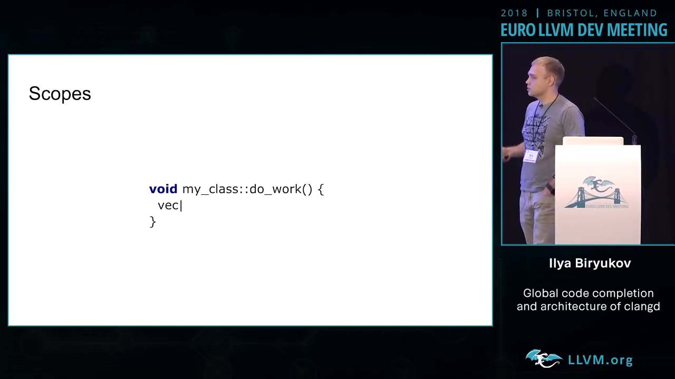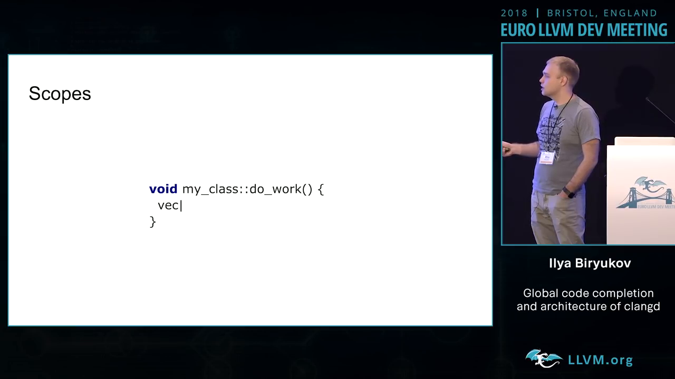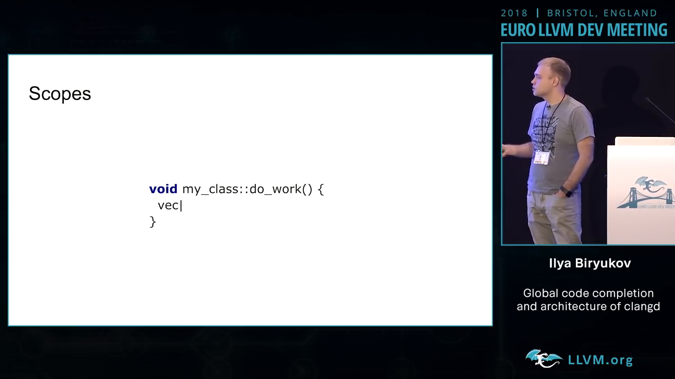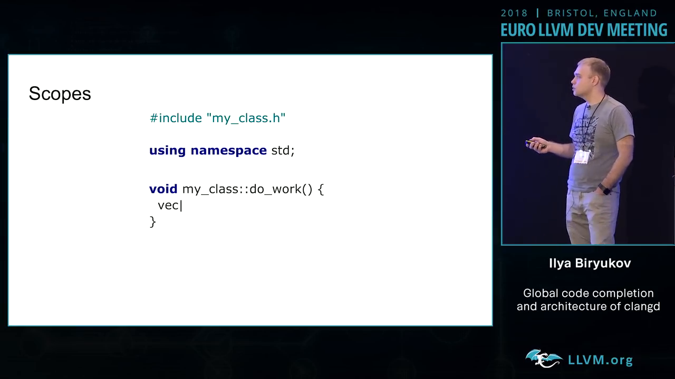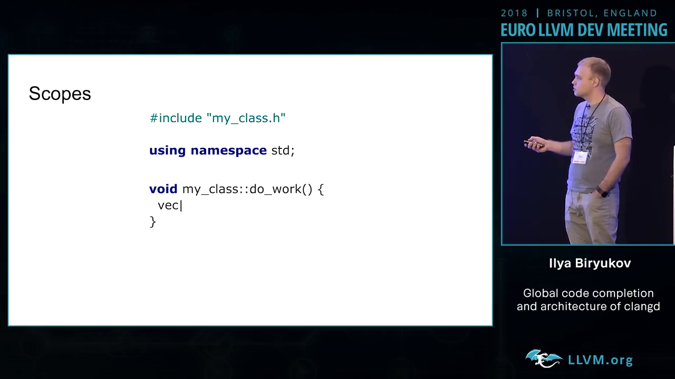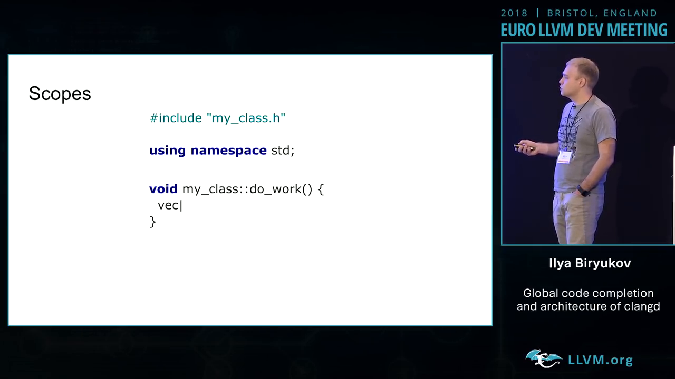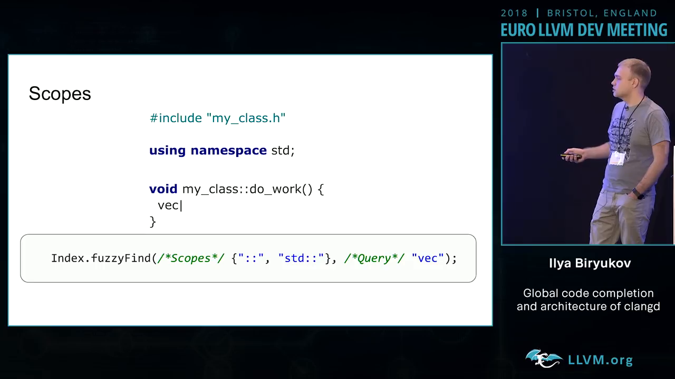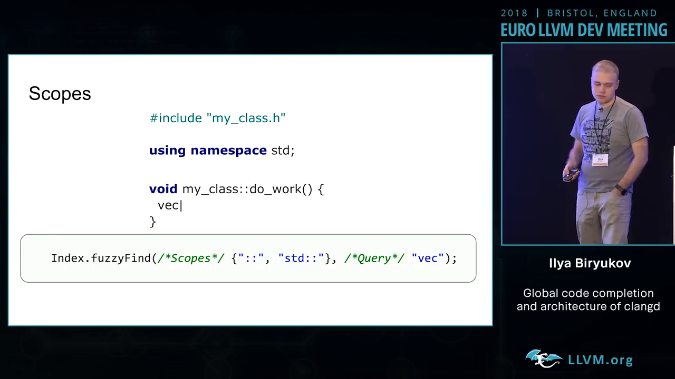Well, consider this simple example. It might seem that in that specific case, we get all the fields from my class, and it should be somewhere in the file. So we just want to query the global namespace, right? Well, it's not really the case. Because C++ allows using namespaces and other directives, you actually need to get some more context into that. So the way we do it is we say, OK, Clang, could you please tell us which namespaces you tried to look in when doing this code completion? And Clang says, global namespace and namespace std. And this is exactly the thing that we send to the index. And the query is the identifier that the user typed.